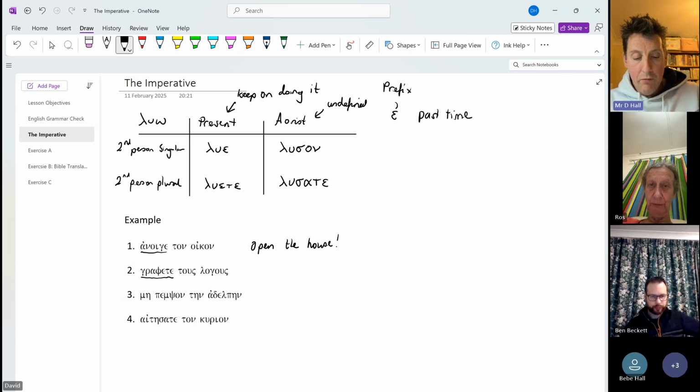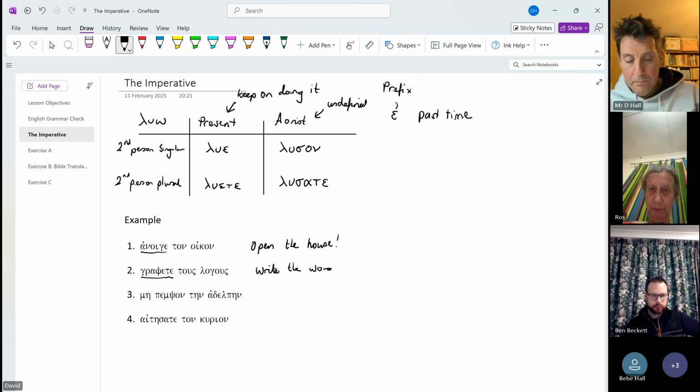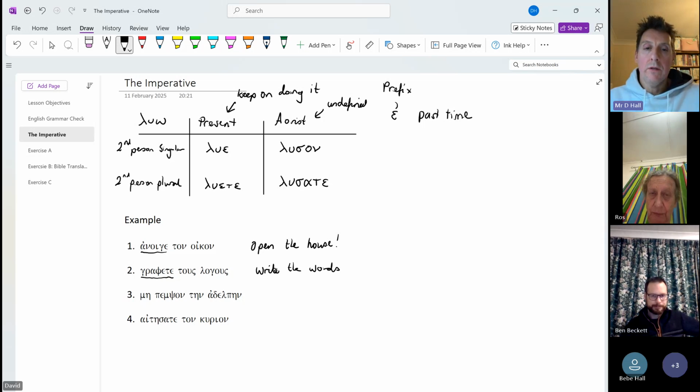But so it could be write the words, which is tous logous, so that's the plural of word. So write the words, and the context will determine whether we're going to translate that as an imperative or whether that's just a statement. Okay, and you would pick that up within any other writings. So for the moment, let's just treat it as an imperative. Write the words is what we would be looking for.